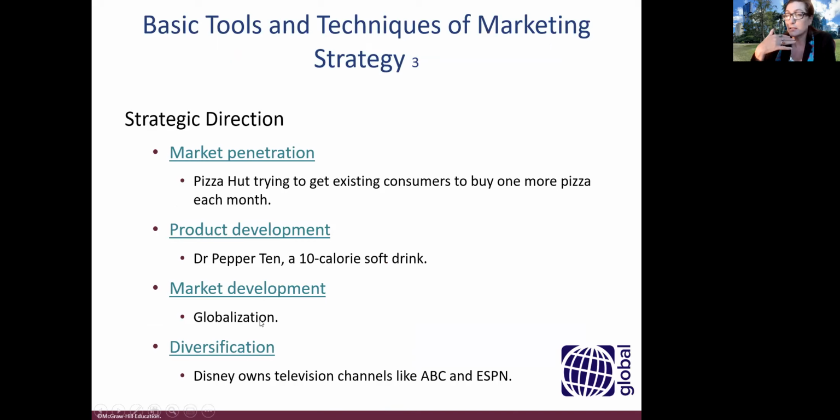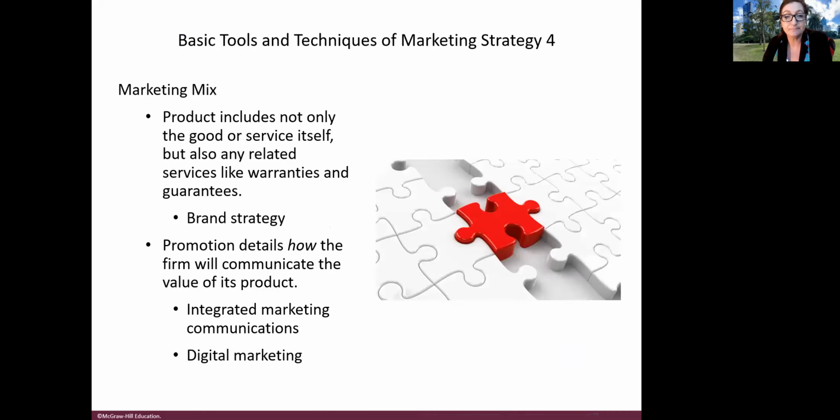I mentioned a strategy where an organization takes what they have to offer and goes into foreign markets, an international market expansion strategy. This is market development. And diversification is when we've got a new product and we're targeting new markets. An example is Disney owning channels like ABC and ESPN that are outside of their traditional domain.